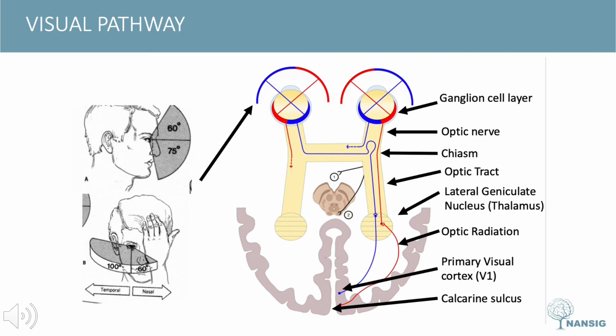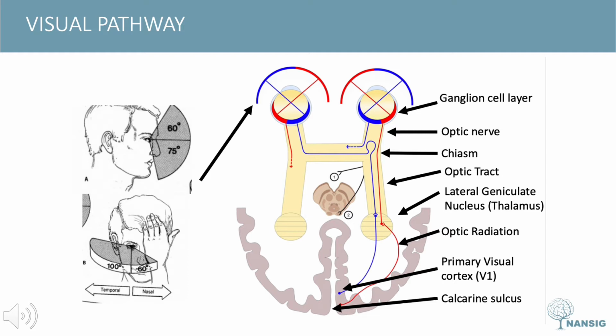Firstly, fibers to the hypothalamus that regulate circadian rhythms, and secondly, fibers to the midbrain superior colliculus, which is involved in the pupillary light reflex. Returning to the thalamus, two projections, known as Meyer's loop and Baum's loop, constitute the optic radiations. The former carries fibers corresponding to the inferior retina, and thus the superior visual field, via the temporal lobe, whilst the latter carries fibers corresponding to the superior retina, and thus the inferior visual field, via the parietal lobe.